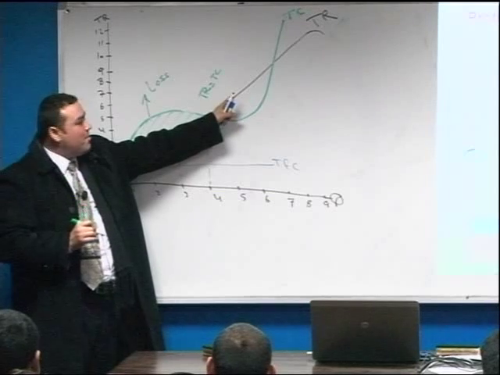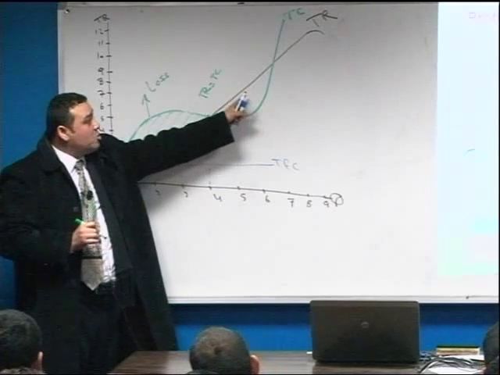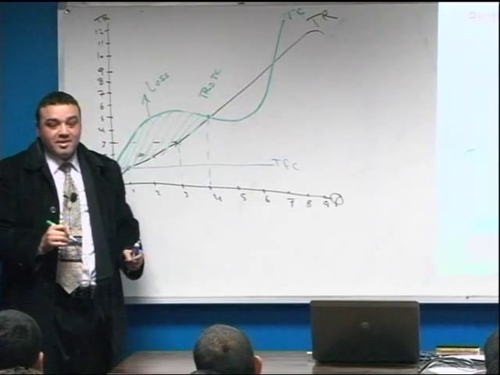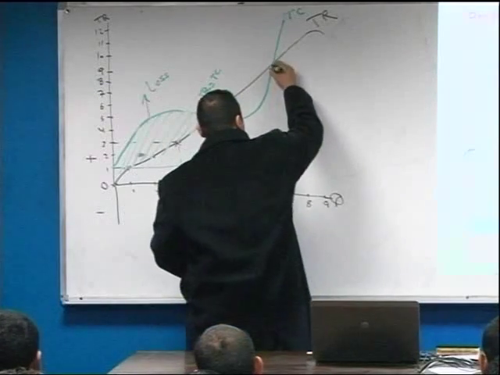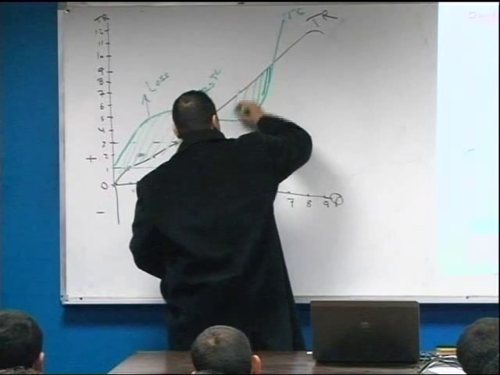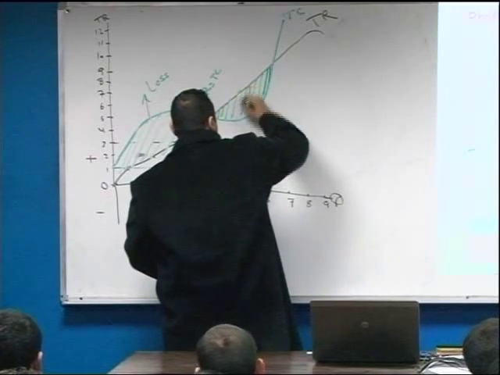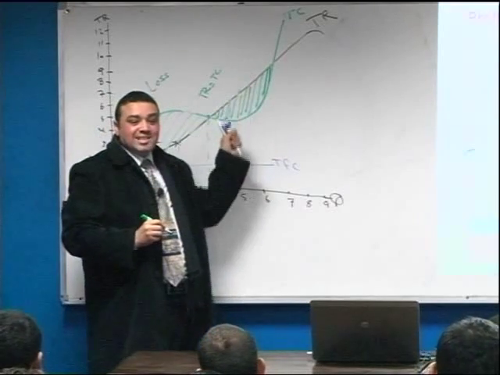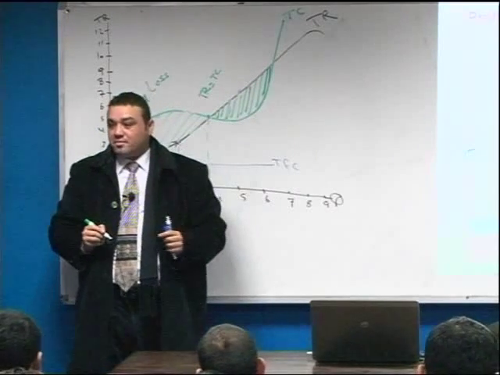What about this area? Total revenue is larger than the total cost. Excellent. So in this area, there is a profit, because the total revenue is larger than the total cost. Right?